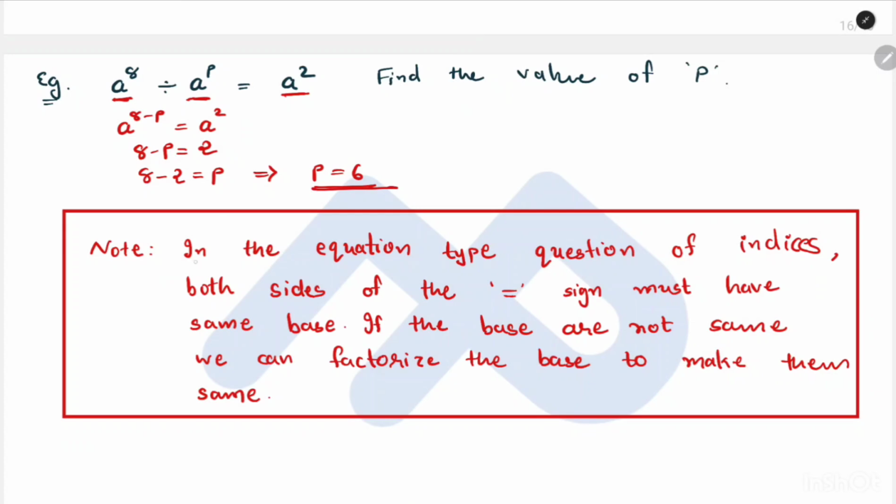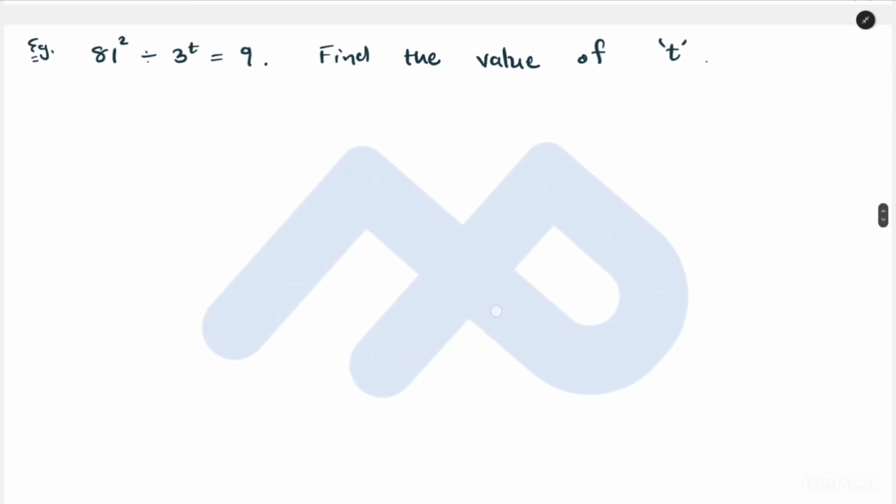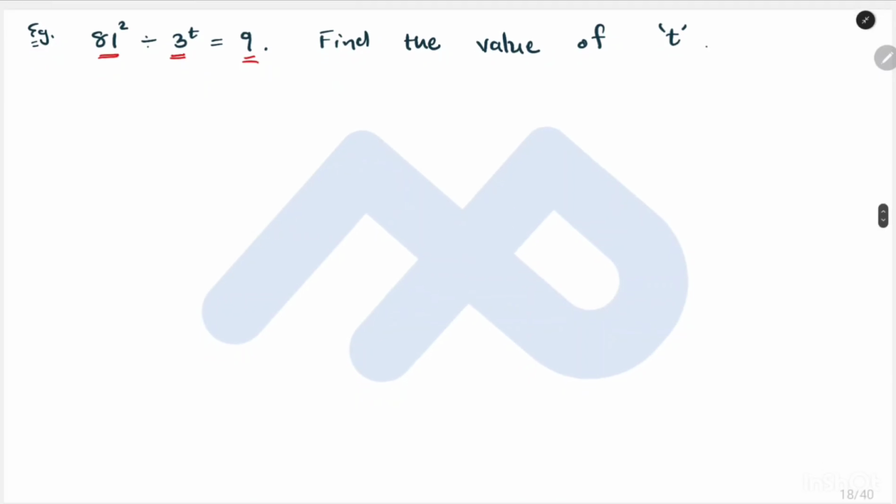Okay, so here in the note I have written that in the equation type of question of indices, both sides of the equal to sign must have a common base, and if the bases are not common, you make them the same by doing prime factorization. We'll see now how to do that. See this question, it's an equation kind of question where on the left hand side the base is 81, 3, and on the right hand side it is 9. Okay, they are not equal, and as I said, in the equation kind of question the bases must be equal, and if they are not equal you are supposed to make them equal by doing prime factorization.